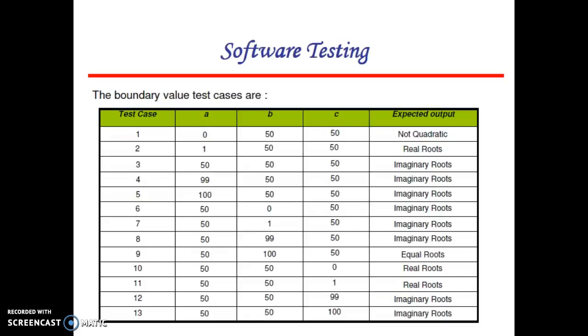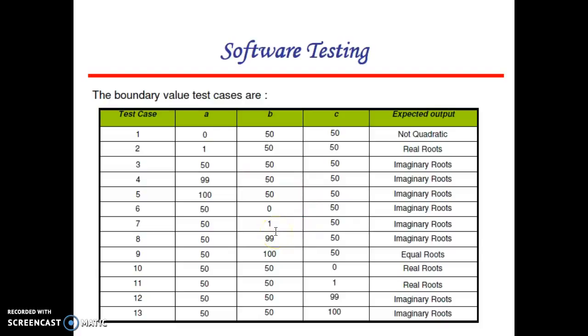So if a is equal to 0, we have different types of boundary value test cases for particular values like 0, 50, 50. We have three variables. After these three values, we have the expected output as not quadratic. For 150, 50, the output is real roots. All of these test cases have been generated through boundary value analysis, as we have three variables.